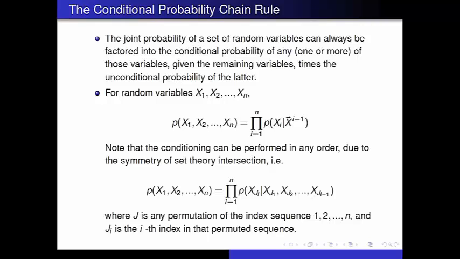It looks like one simple way to expand it would be probability of x1, x2 on up to xn equals probability of x1 unconditional times probability of x2 given x1 times probability of x3 given x1 and x2 on out to probability of xn given x1 through xn minus 1.